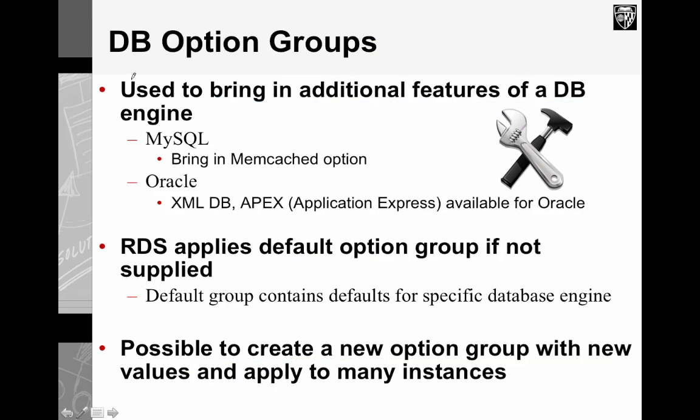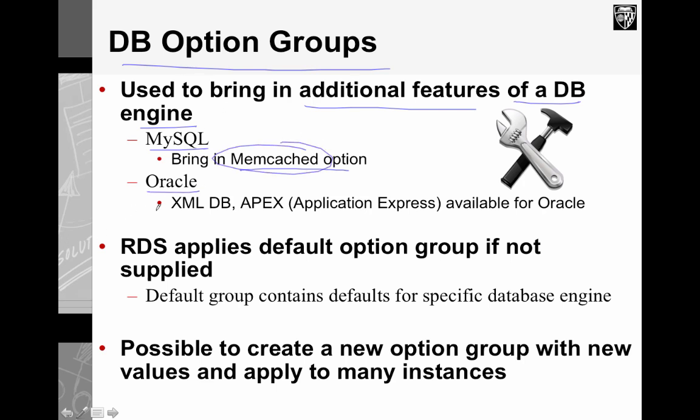There is also DB option groups. This is another way to set parameters, and in this case it's more about additional features of a database. When you get MySQL, you get the base MySQL, but MySQL also can work in conjunction with memcached. So you can bring in the memcached option using the DB option group.